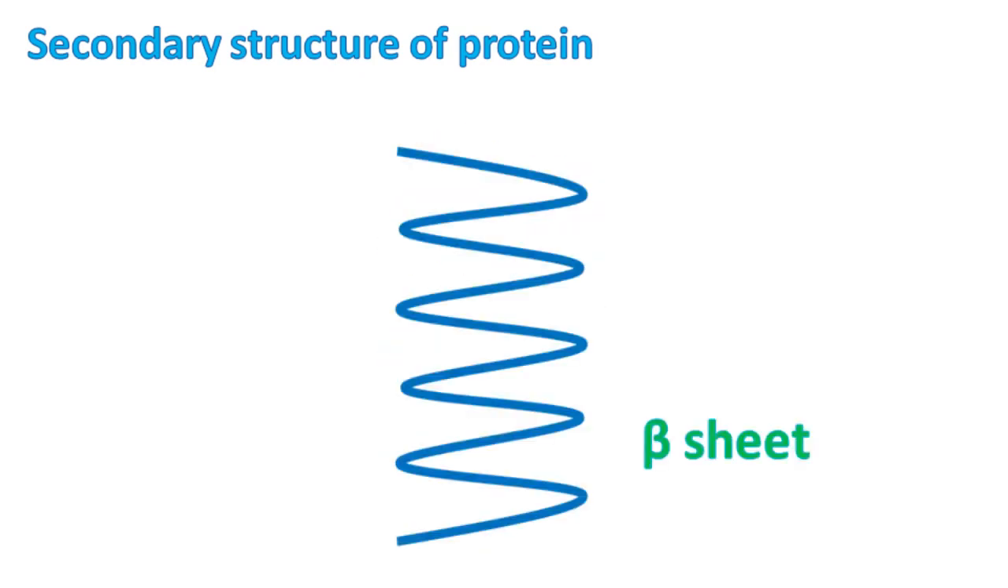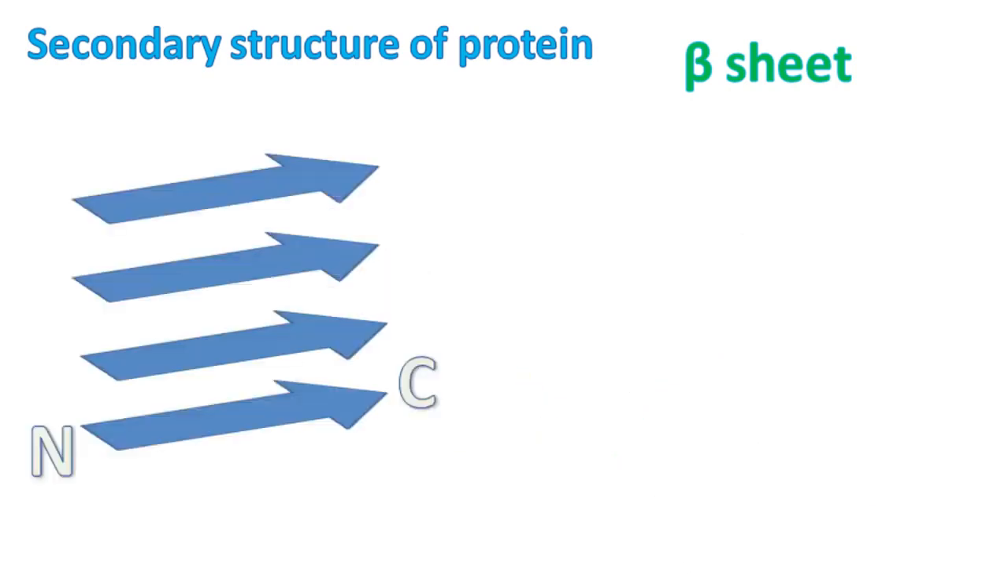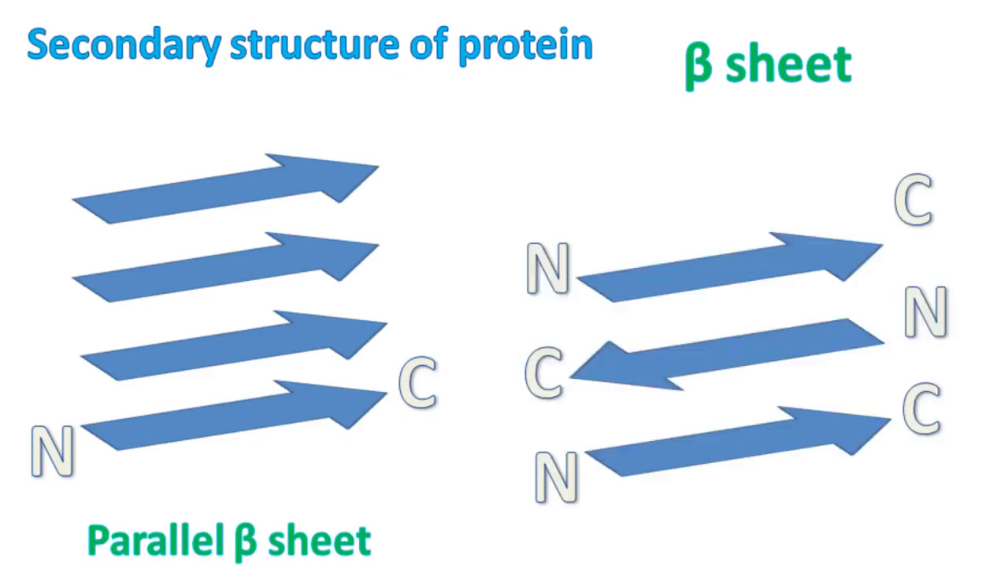The beta sheet. Beta sheet is the second type of secondary structure of protein. Now, in alpha helix, the hydrogen bonding was between the same peptide chain, while in beta sheet, the hydrogen bond is formed between two different polypeptides or the same polypeptide chain. The beta sheet can be either arranged in a parallel or anti-parallel fashion.